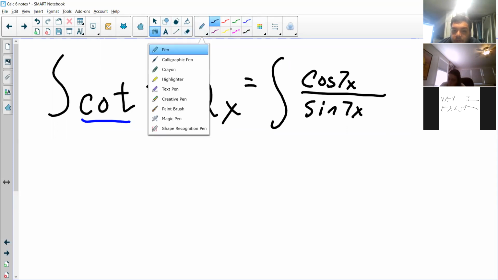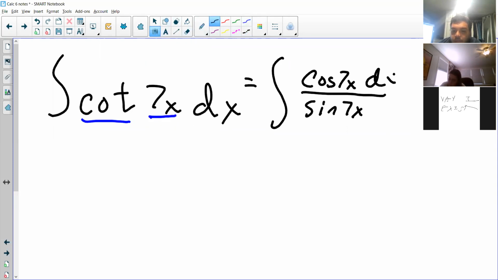I guess I could just put it here, times the dx. The dx is technically multiplied, so I'll just put it on top of the fraction. Okay, once we do that, we see two different terms. We're going to try to figure out how to reduce this down because right now we can't really do the antiderivative of cosine over sine with 7x's inside.